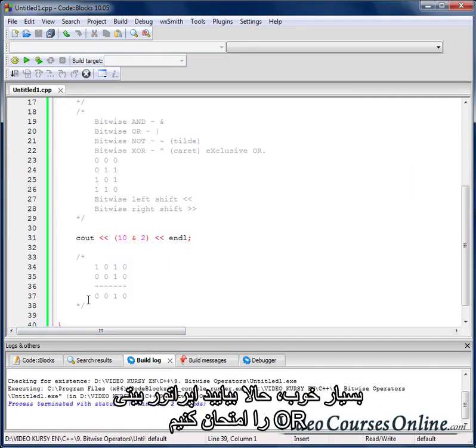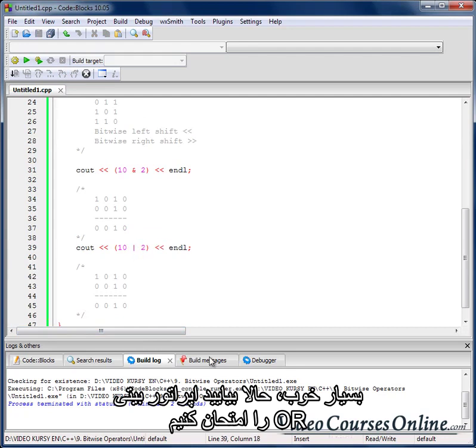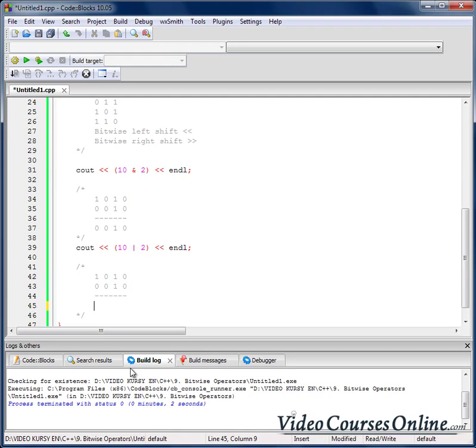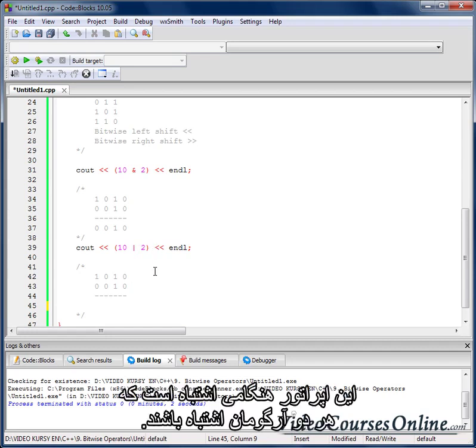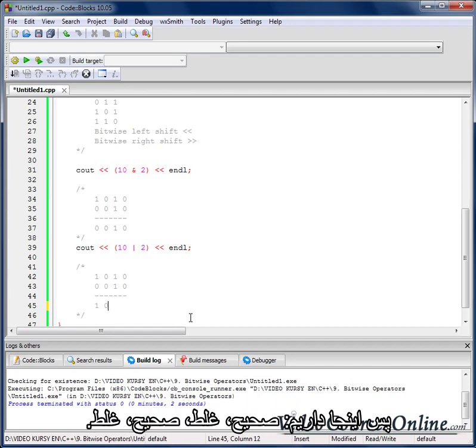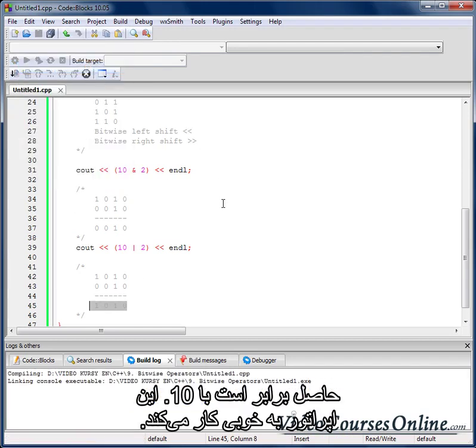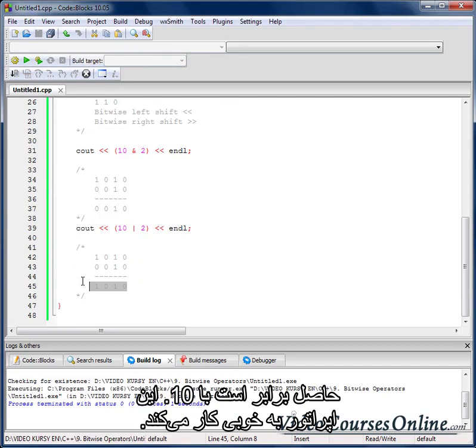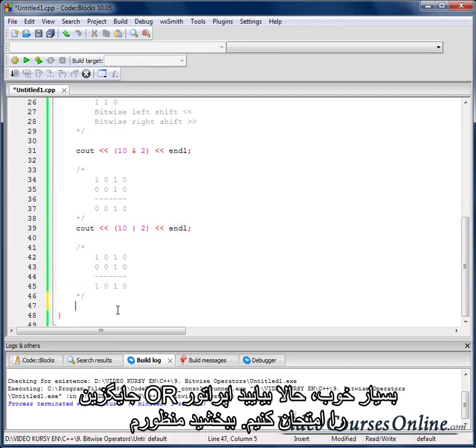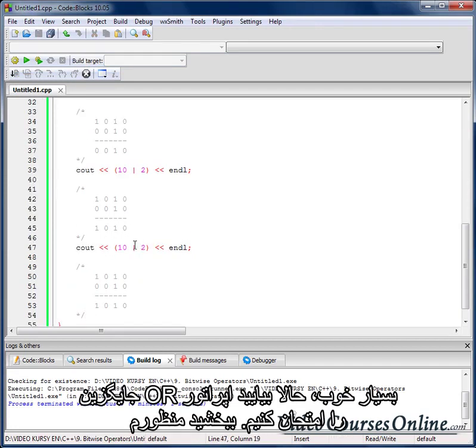Okay, now let's try the OR bitwise operator. The operator OR works like this: it is false only when both arguments are false. So here is true, false, true, false. So the result is, as you can see, 10. It's working well.